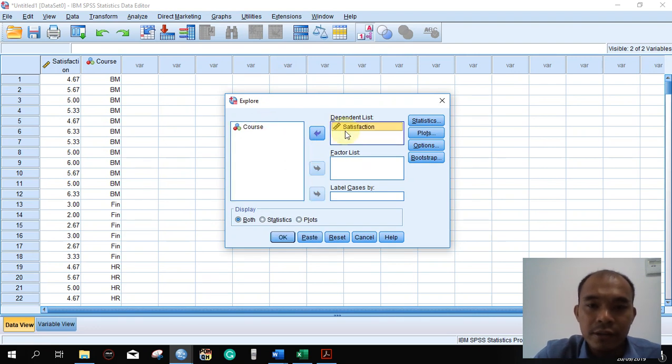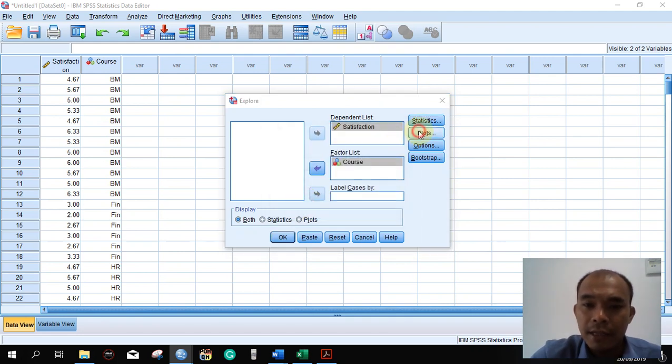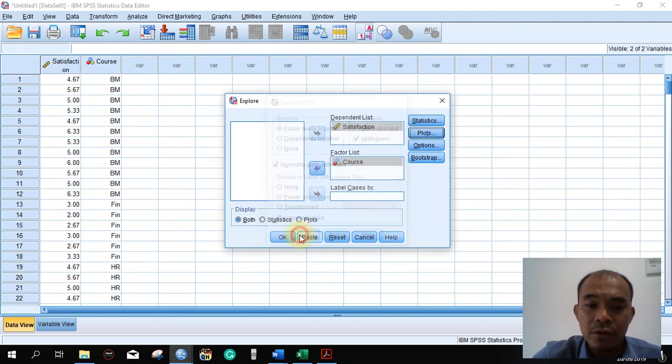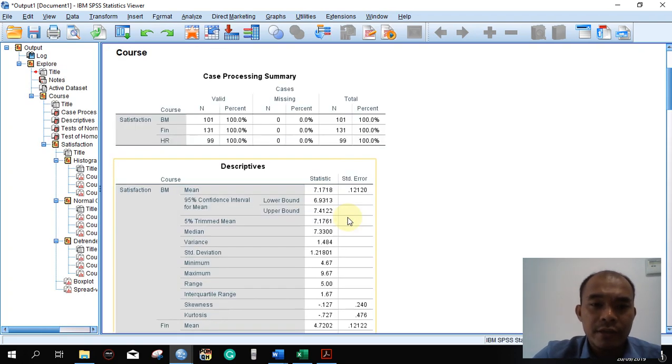So the satisfaction is the dependent list, and then the factor list is the course. And then Statistics, descriptive is good. We go to the Plots, same procedure as before. So we will not need the stem-and-leaf, the histogram, or the normality plots, and then for the Levene's test, the untransformed. Okay, and then good.